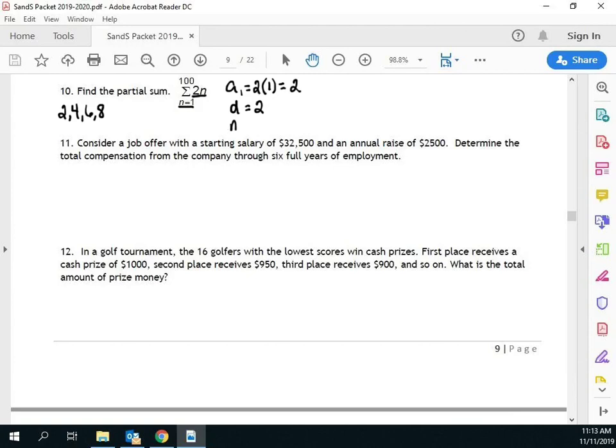How many terms are we going out to, guys? 100. And then we need the 100th term. Do we know that one? All we have to do is, we have the formula given to us now. We don't have to go in and solve for it like we did earlier, guys. We could just plug in 100 for n. 2 times 100 gives you the value of that last term. So we have everything we need here to find the summation.